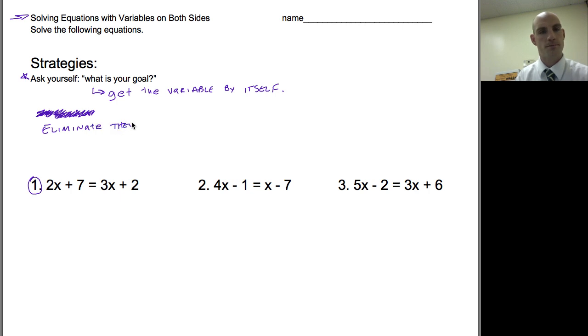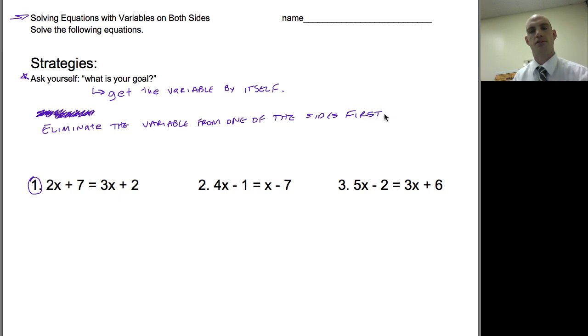Eliminate the variable from one of the sides first. What do I mean by that? Let's look at this number 1 and figure out what that looks like. Obviously I have 2x on one side and 3x on the other. If I try to eliminate the variable from one of the sides first, here's what it looks like.